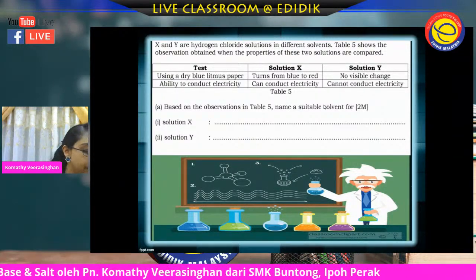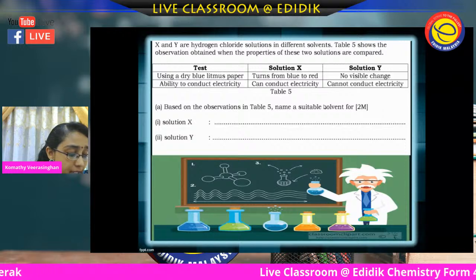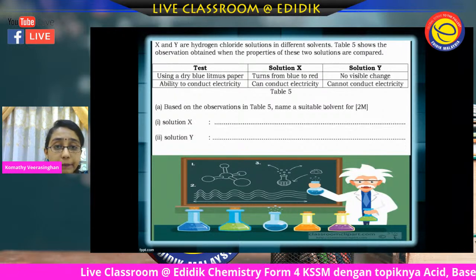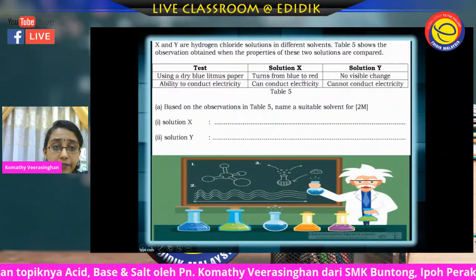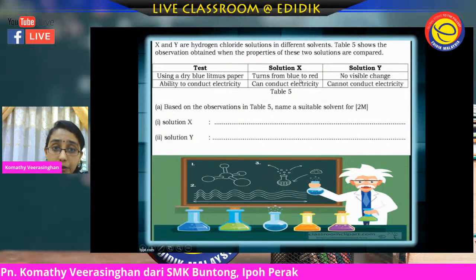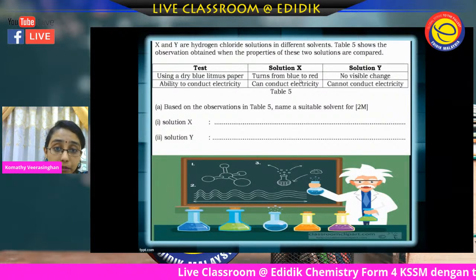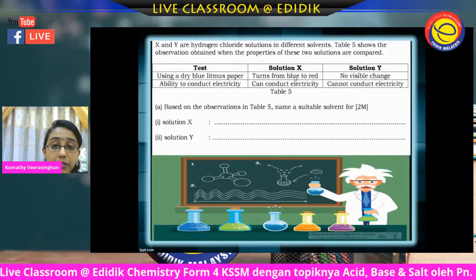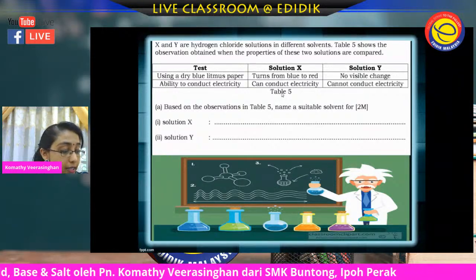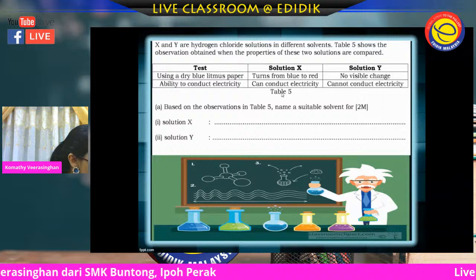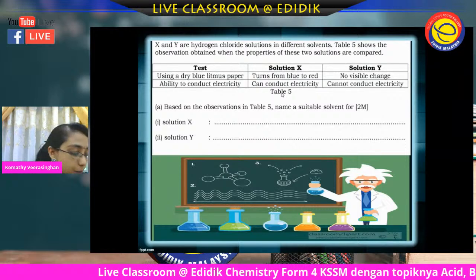Now, here we have two different answers. As you can refer to the chat box, the students have given for X is water. As you can see, it turns the blue litmus paper red. And we have understood that if the hydrogen chloride wants to show its acidic property, it needs water. That means solution X must be water. And in water, because they form ions, they have free moving ions, they are able to conduct electricity. So I think solution X is not a problem for you all. I think mostly got it right. Yes, good. Now, how about solution Y?